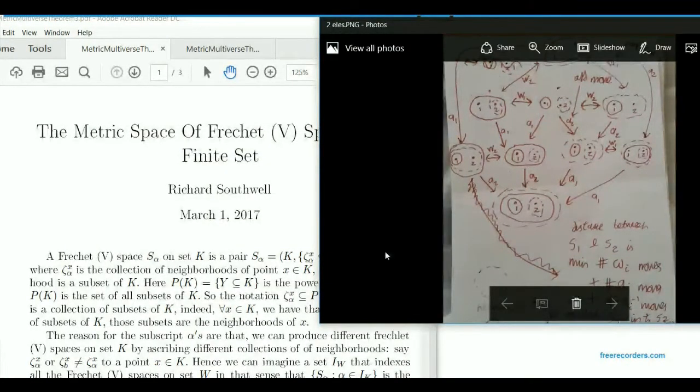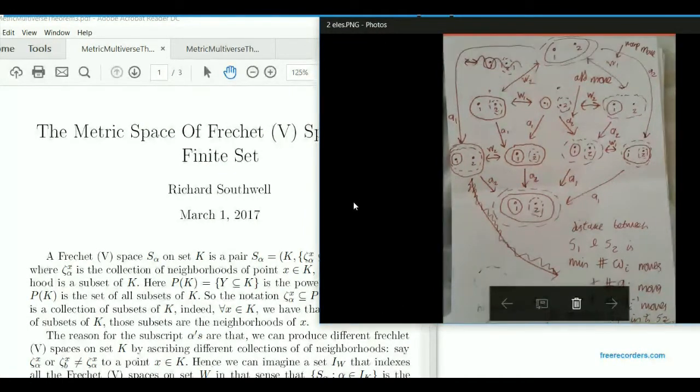So what am I showing in this picture at the top right? In this picture, what I'm showing is some of the Fréchet V spaces which are on elements 1 and 2. I'm not showing all of them, because I'm also adding the constraint that each neighbourhood of a point has to contain that point. You don't necessarily have to make that assumption when you're speaking about general Fréchet V spaces, but we're going to make it here just to cut down the number of objects we have to deal with, so we can think about the whole collection of these things.